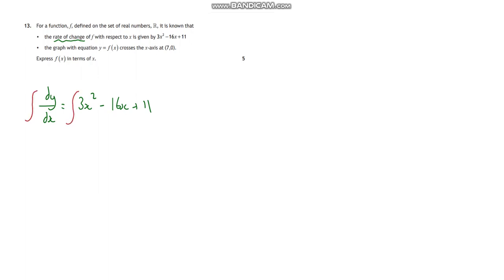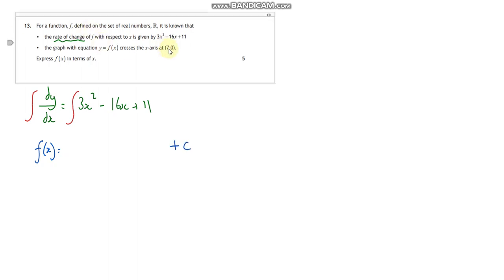So when I integrate, I'm going to end up with my f of x. But I'm also going to end up with a plus c. And that's why we're given this point here, because then I'm going to sub that into my equation to work out the c value. So when I integrate, let me just remind myself.